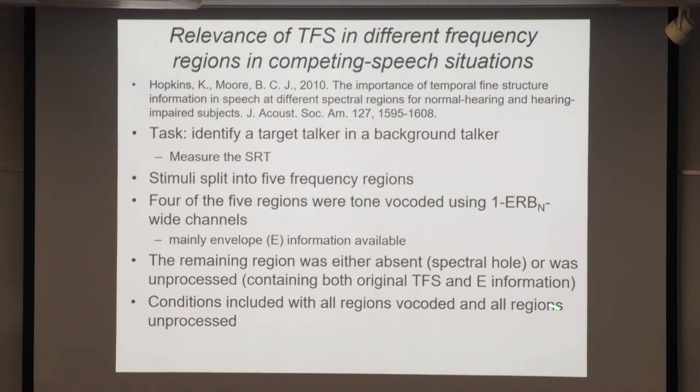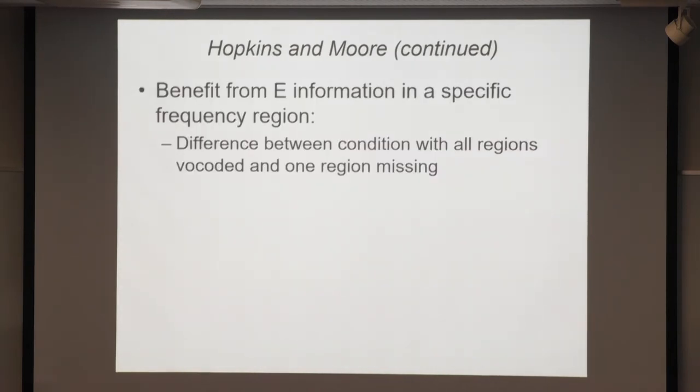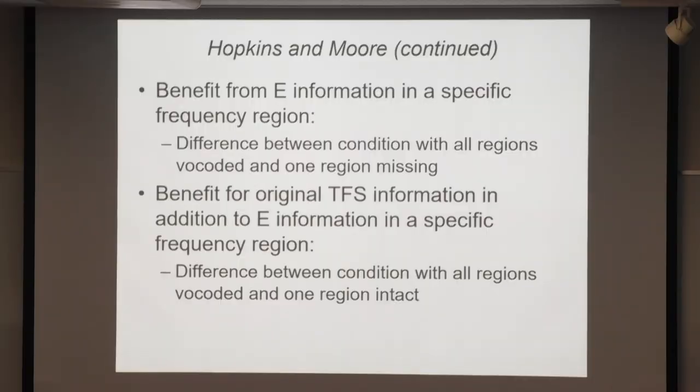And we included conditions where all regions were vocoded and all regions were unprocessed. Our argument was that the benefit from envelope information in a specific frequency region could be determined as the difference between the conditions with all regions vocoded and one region missing. With all regions vocoded, you've mainly got envelope information in different frequency regions. If you filter out one region and measure the change, that's measuring the importance of the envelope information in that frequency region.